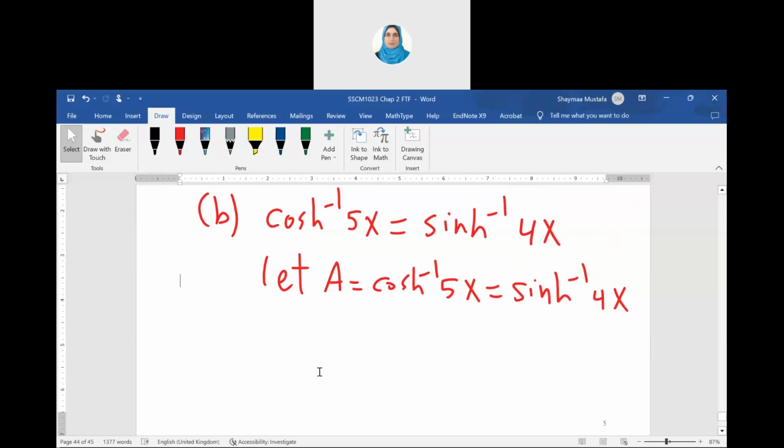This means what? Cosh A is equal to 5x. Yes, correct. This means that cosh A is equal to 5x. A is also equal to sine inverse 4x. This means what? The second relation. Yes, sine A is equal to 4x.